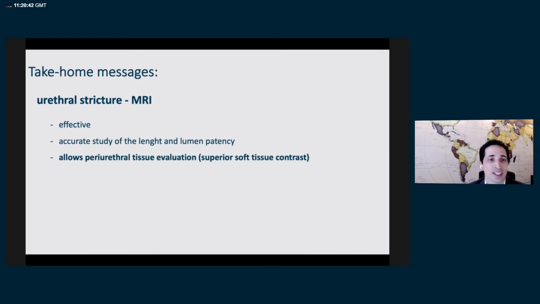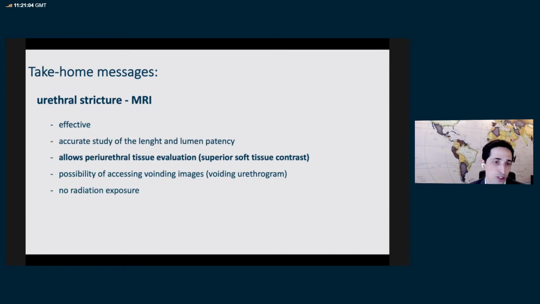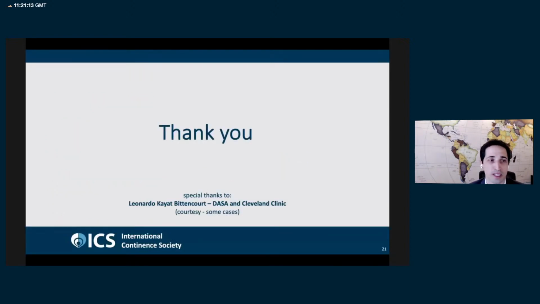And this is where, in my opinion, MRI adds value in the assessment of spongial fibrosis. There is also the possibility of assessing voiding images, voiding retrograde urethrography during MRI, and there is no ionizing radiation exposure, but it requires very specialized personnel and is somewhat expensive.